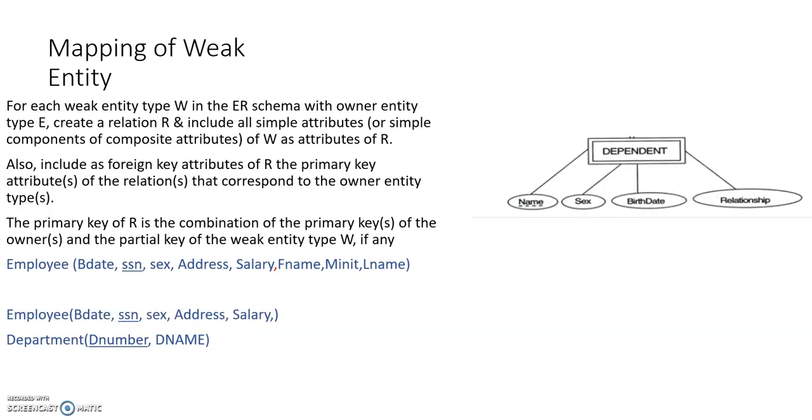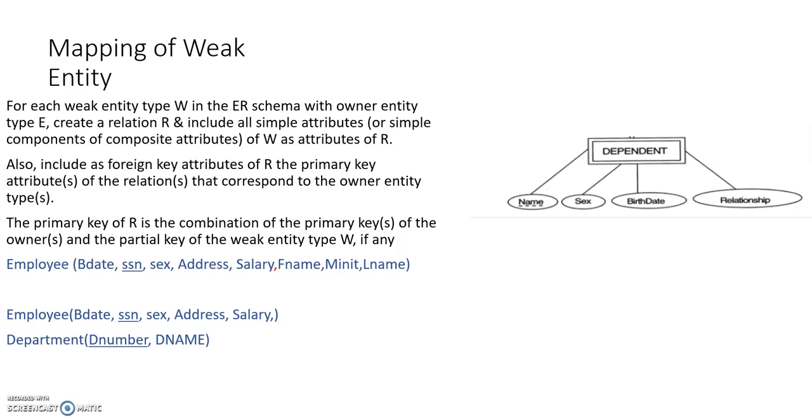Next is how we can map a weak entity. This dependent is a weak entity, so it is represented in a double-sided rectangle. Dependent has 4 different attributes: name, sex, birth date, relationship. All these attributes are simple attributes. Yes, we can make a new relation with the name dependent with attributes name, sex, birth date and relation.